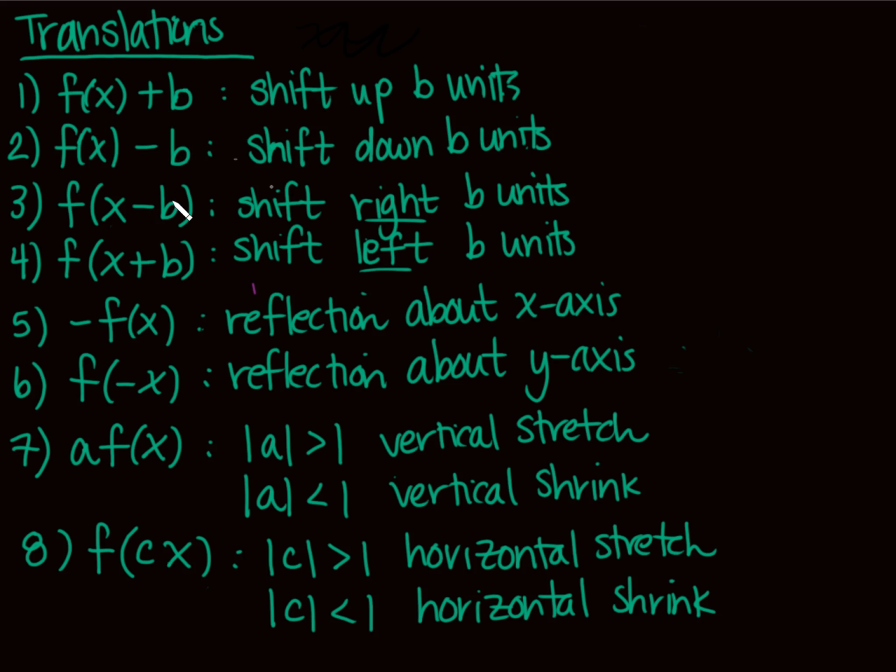Remember, if we add or subtract from the x's inside that function, then it's going to shift it either left or right, and kind of doing the opposite sign of what we would think, because it changes where your 0 is. That's how you want to think about it. And then how do we reflect about the x or y axis? And if we multiply a function by a number, or multiply the x's by a number, how is that going to change our graph?